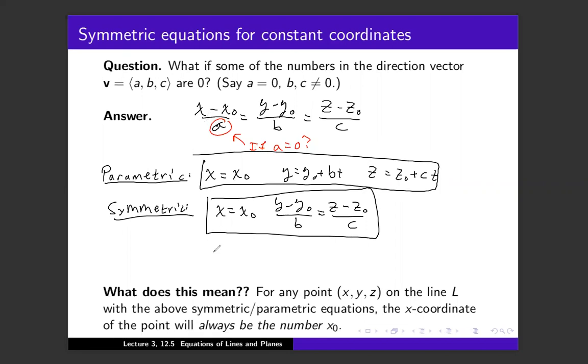And what does this actually mean? This means that for any point x, y, z on this line, the x-coordinate is constant. The x-coordinate is always going to be the number x naught. So this is sort of a special case where one of the coordinates is in fact always constant.